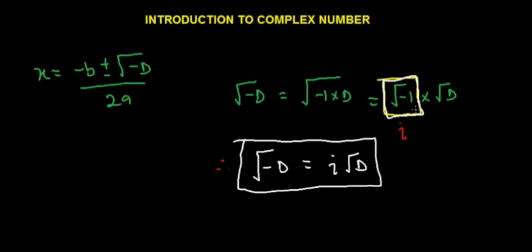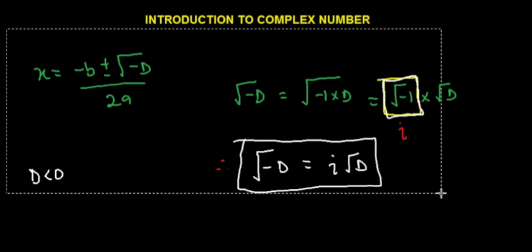Let's go into the operations of complex roots. Now this is a complex root, right? When D is less than 0, we call it what? Complex root. Don't forget. So let's go into the operations of complex roots.